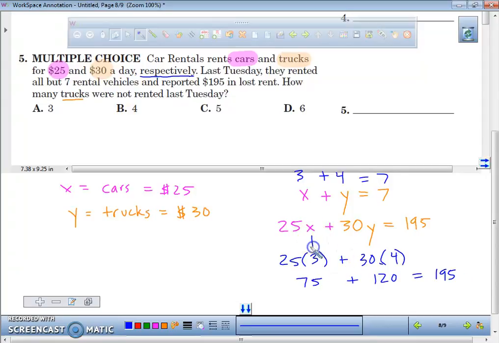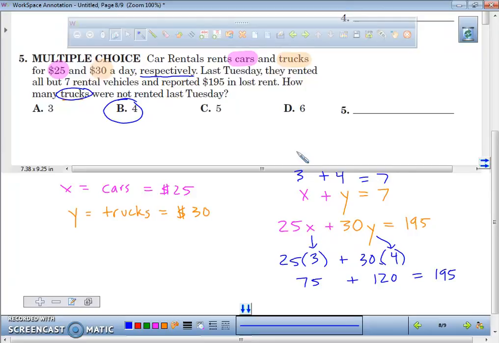Now, by the way, careful. X was equal to cars, Y was equal to trucks. How many trucks were not rented? 4. By the way, a lot of times students will accidentally choose 3 because 3 is one of the numbers that works, but 3 represents the X, the cars, not the trucks. So make sure, before you ever circle an answer to a multiple choice question, make sure you're actually answering the question.